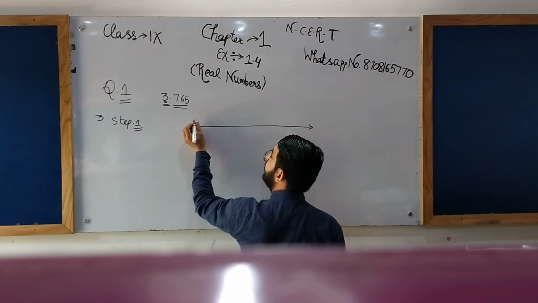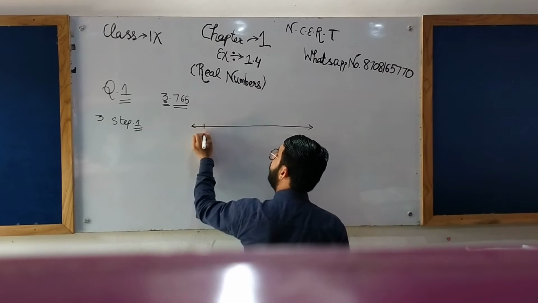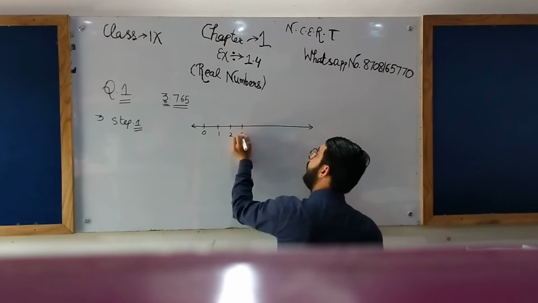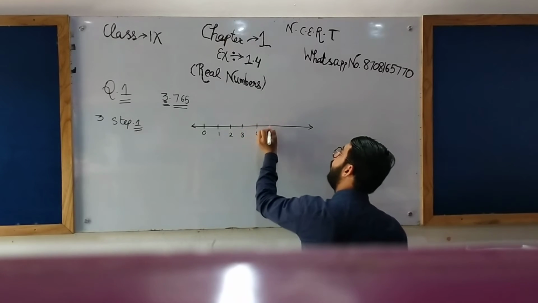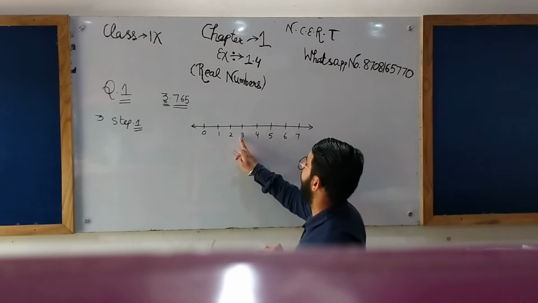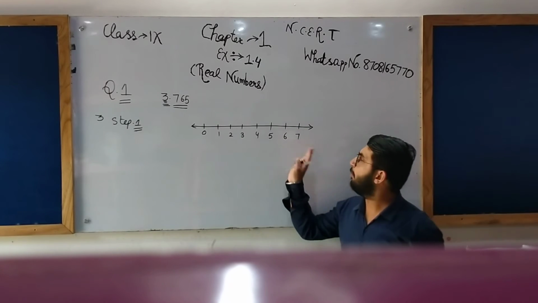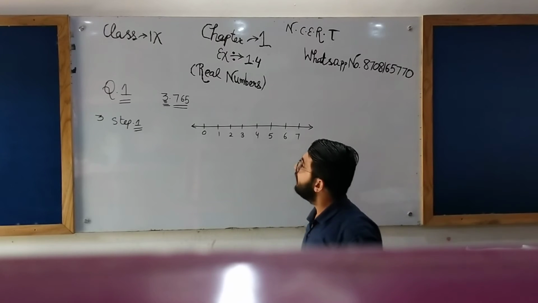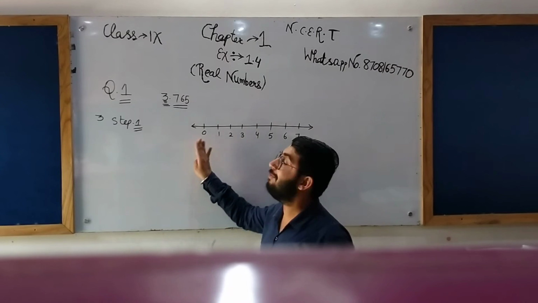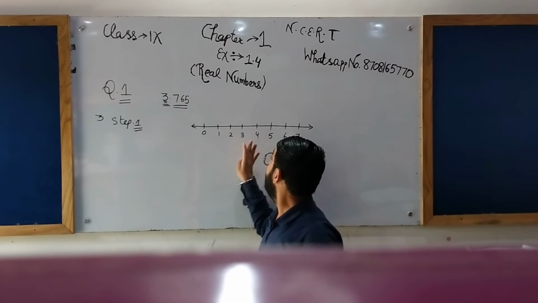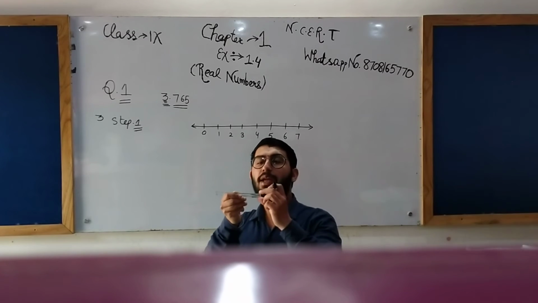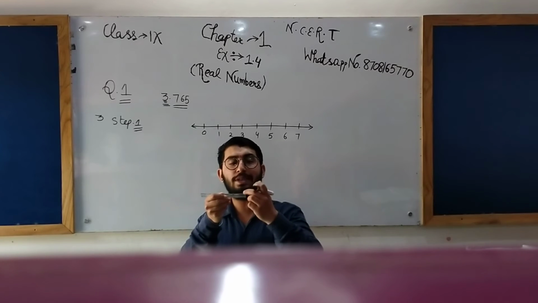Let us mark 0, 1, 2, 3, 4, 5, 6 and 7. Because I require 3 and 4, up to 7 is sufficient. Starting with 0, you will use a scale and pencil for drawing this number line. The distance will be 1 centimeter. You will start with 0.